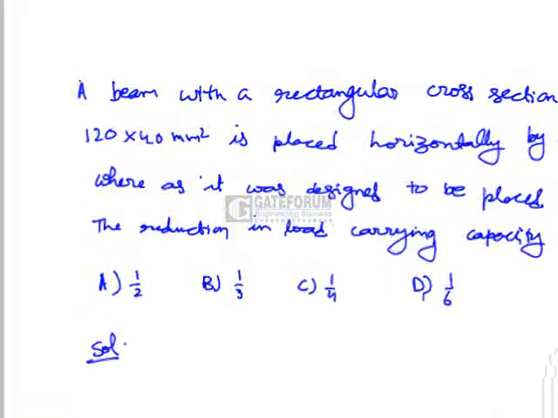A beam with a rectangular cross section of 120 by 40 mm is placed horizontally by mistake, whereas it was designed to be placed vertically. The reduction in load carrying capacity will be. Options are 1 by 2, 1 by 3, 1 by 4 and 1 by 6.